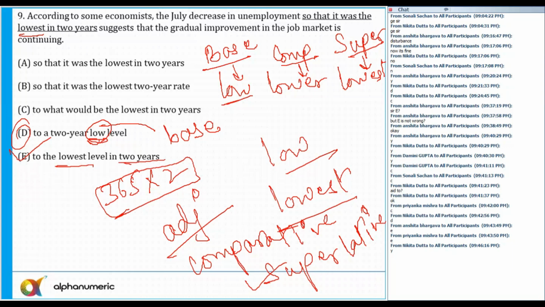Okay. Now, Priyanka, you marked C. C में एक problem ये है that you are using the word would. Would is generally used for future, but July में तो decrease हो चुका है ना? It's already passed. Okay. For the previous question you marked C. I will just come back to that.